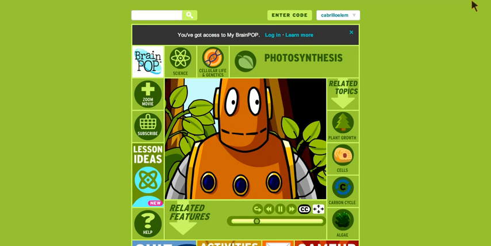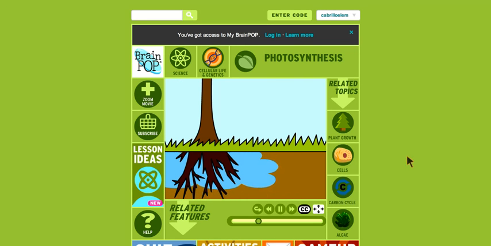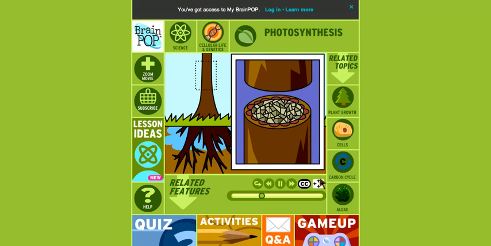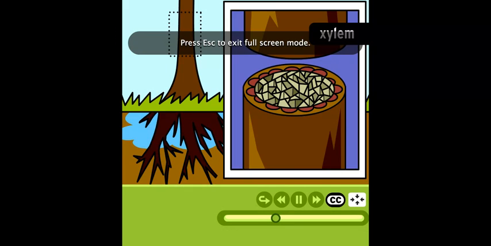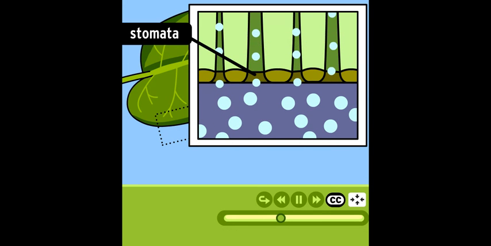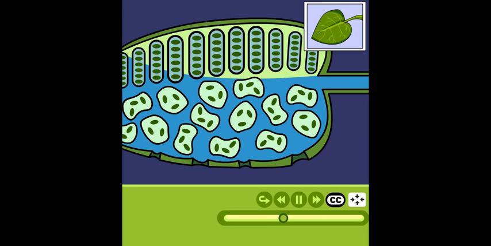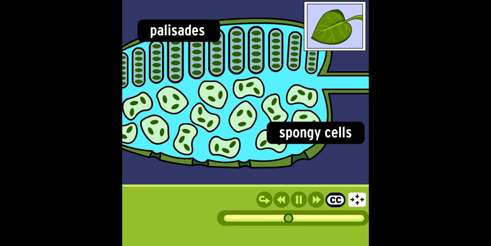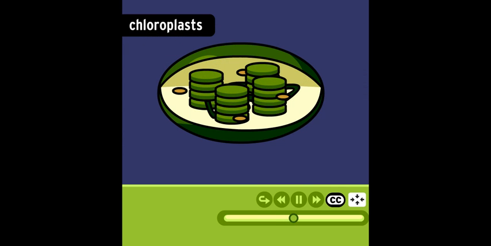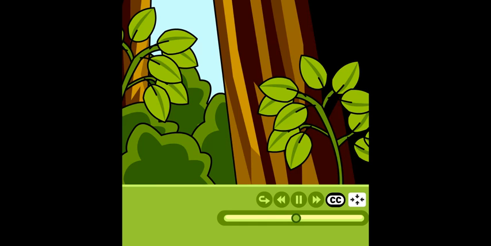I'll show you. It's no secret that plants use their roots to drink up water from the soil. Water travels from the roots to the plant's leaves through a transport tissue called xylem, that's wood in trees. Meanwhile, leaves absorb carbon dioxide from the air through openings called stomata. The water and carbon dioxide spread through the leaves into cells called the palisade and spongy cells. These cells contain structures called chloroplasts, which are filled with a green pigment called chlorophyll. Chlorophyll is what makes green plants green.